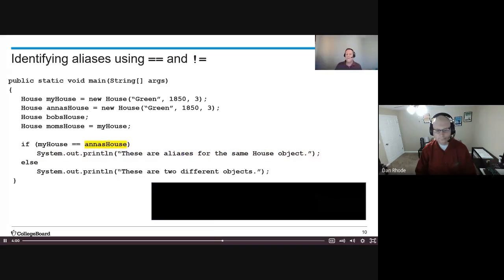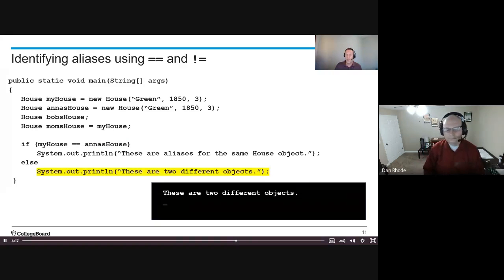But what about if I say if mom's house is equal to Anna's house? Now you might say that, well, they look the same. They contain the same color, same square feet, same number of bedrooms, but they're not aliases. These are 2 different objects. So this will not evaluate to true. This will evaluate to false, and it will print out these are 2 different objects.